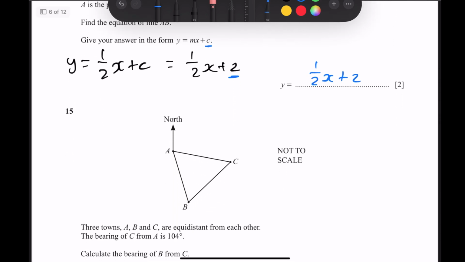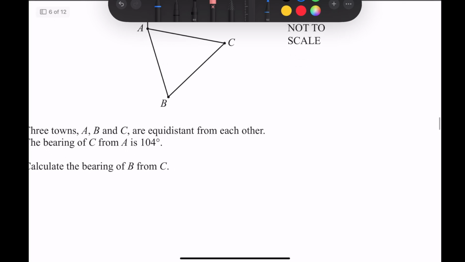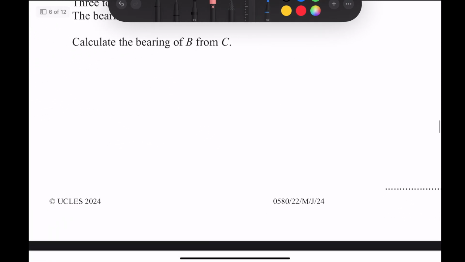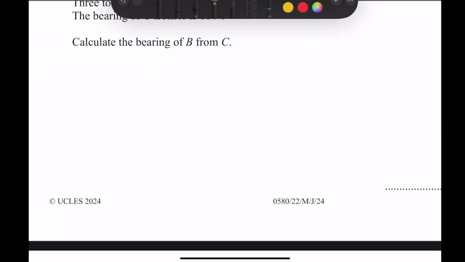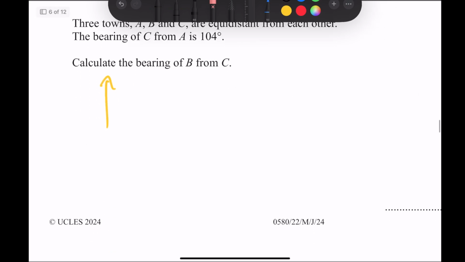Now question 15 says three towns A, B and C are equidistant from each other. The bearing of C from A is 104 degrees. Calculate the bearing of B from C. So I'll just draw this triangle, maybe slightly bigger if that's possible. If we take the yellow lines to mean north, and then we draw this triangle A, B, C.